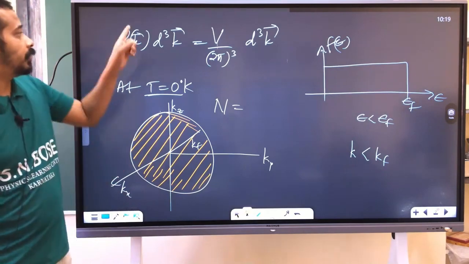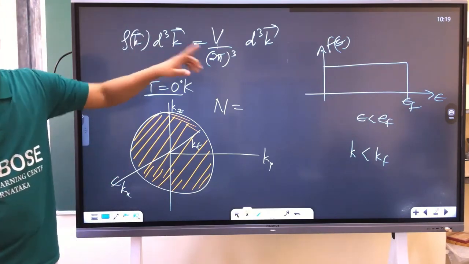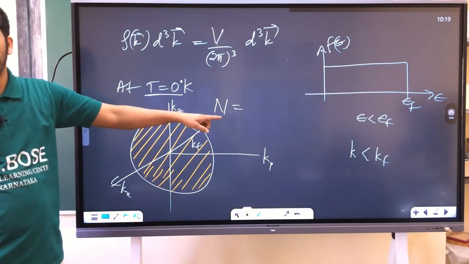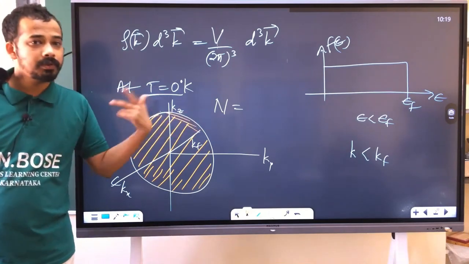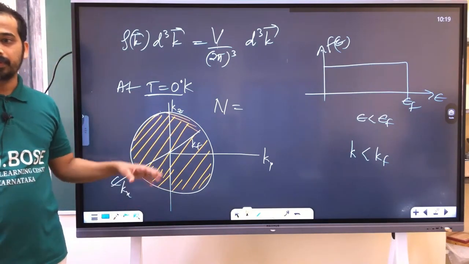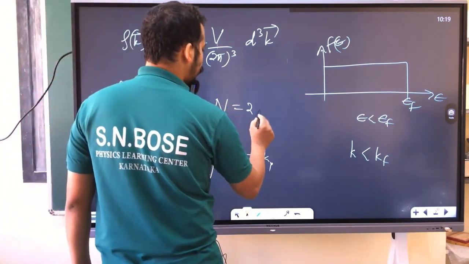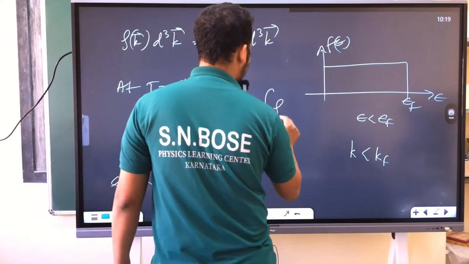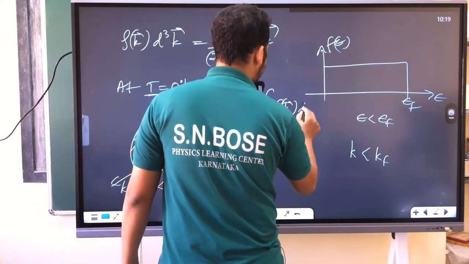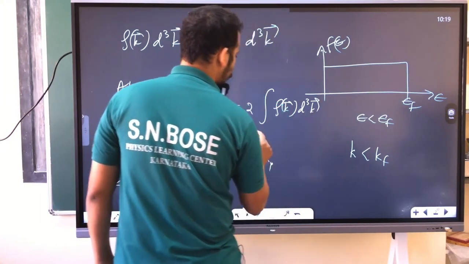Degeneracy should be taken care of because this is only the translation state. When we talk about electrons, each translation state can be occupied by 2 electrons. Am I right? That's why you should take care of that one. I'll write for electron: 2 into rho of k vector, d cube of k vector, within the sphere.